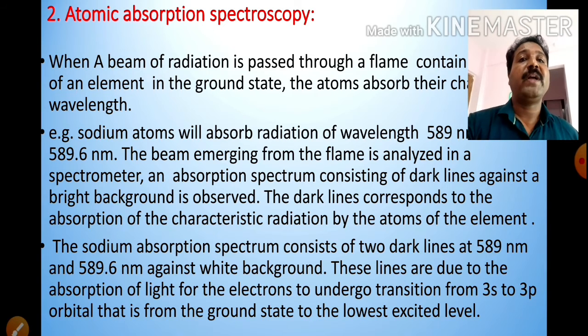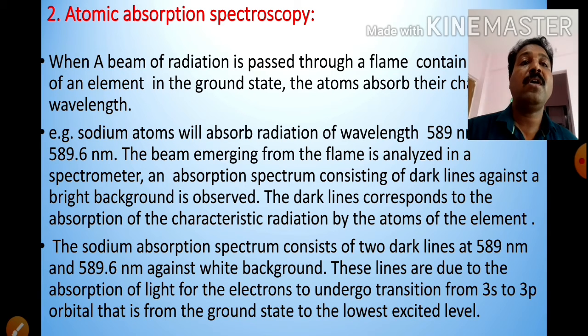Atomic absorption spectroscopy. Now let us see what is meant by atomic absorption spectroscopy. When a beam of radiation is passed through a flame containing atoms of an element in the ground state, the atoms absorb their characteristic wavelength. For example, sodium atoms will absorb radiation of wavelength 589 nanometer and 589.6 nanometer.